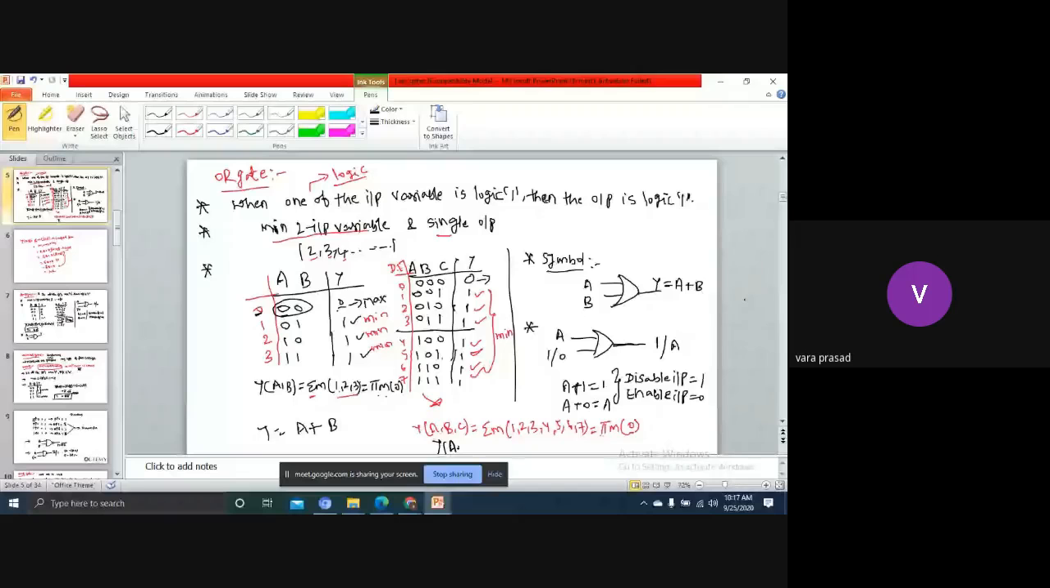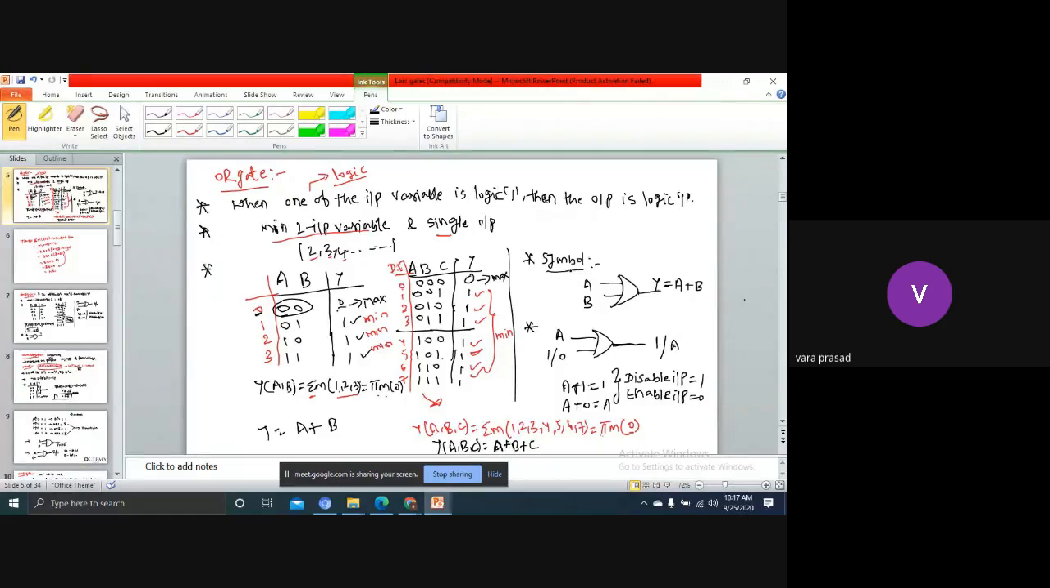I am writing for this: a is 0, b is 0, c is 0. Then I can write a b c. It is a max term, right? A max term is a sum term. Then I can write a plus b plus c. Y of a comma b comma c is equal to a plus b plus c. I can write it directly. And the symbol, please keep in mind.